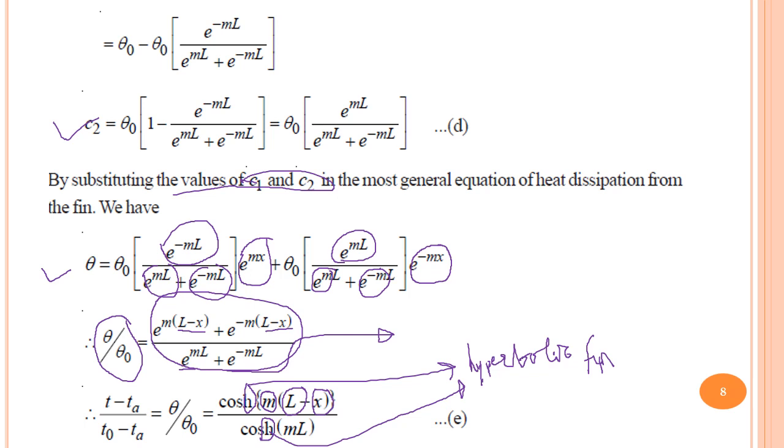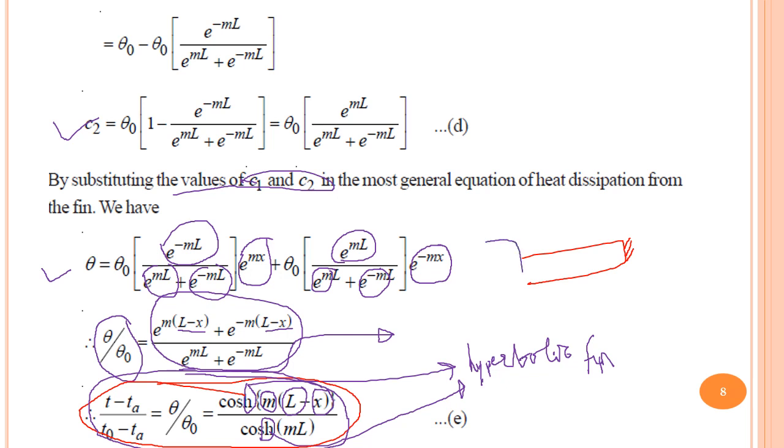So this equation talks about the temperature variation along the length of the fin when the fin is of finite length and the tip of the fin is insulated. I hope it is clear to you. This is what we had discussed.